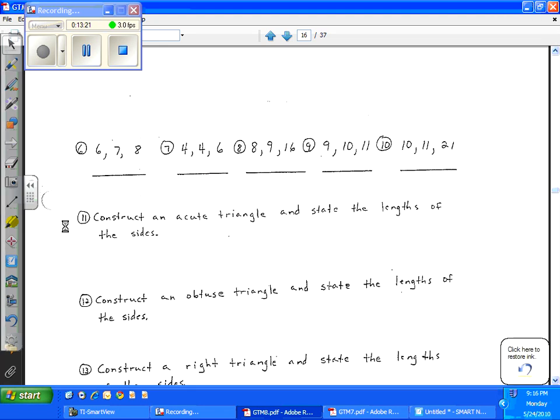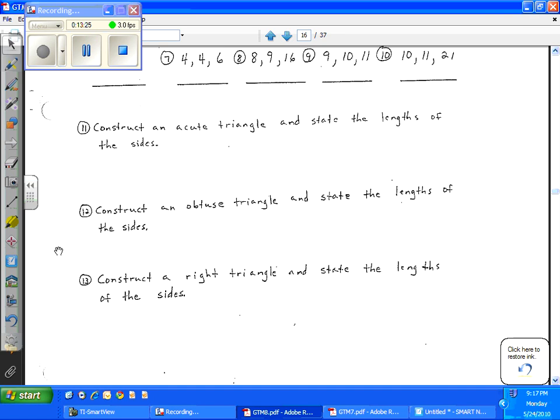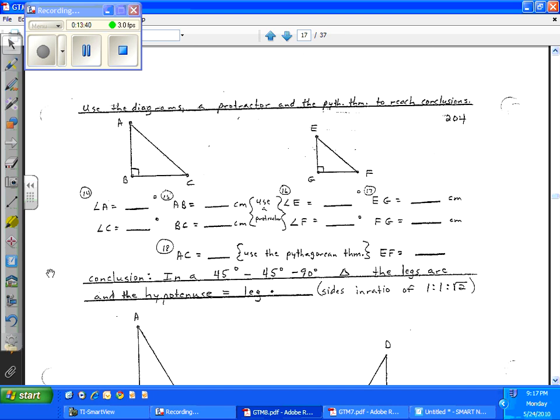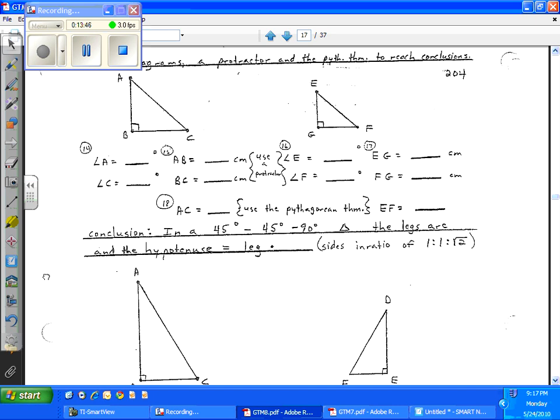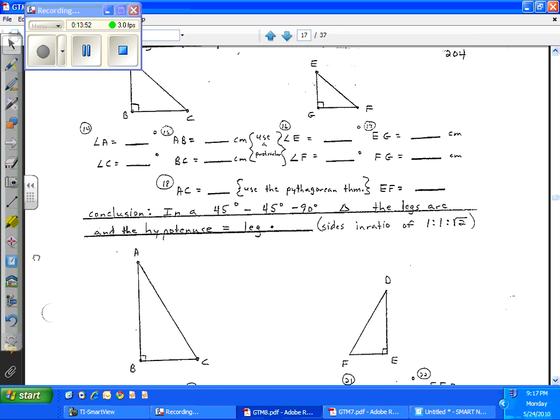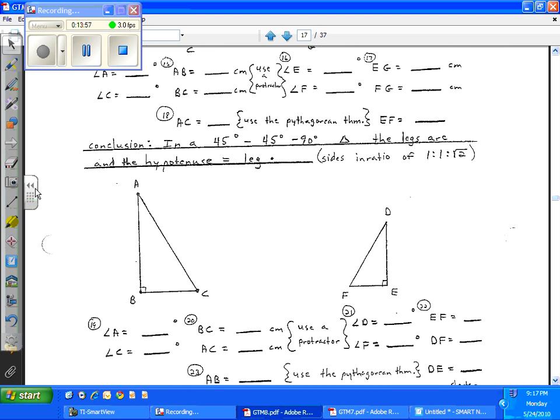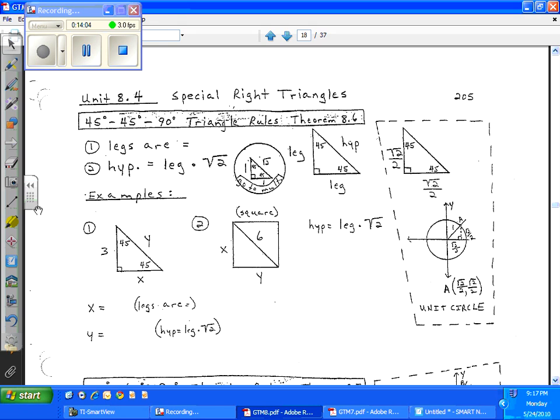These are some constructions we're going to allow you to do on your own. You can make up your own numbers to see that it works. You could use some of the numbers above if you wanted to, or you can make up your own numbers. Okay? It says use the diagram and a protractor and the Pythagorean theorem to reach conclusions. What we're doing is discovering relationships within 45, 45, 90, and 30, 60, 90 right triangles. We want you to measure accurately. The blanks, you know, are the rules for the next page, which would be Unit 8.